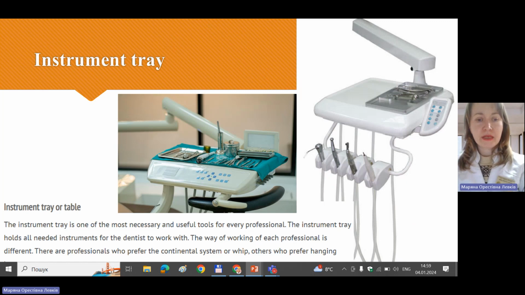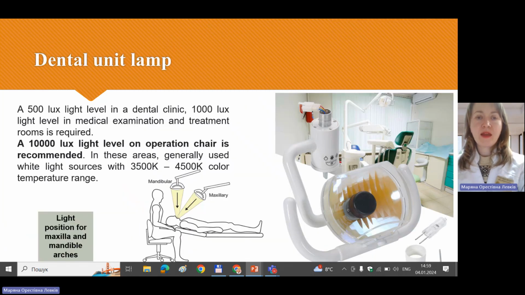Instrument tray or table. The instrument tray is one of the most necessary and useful tools for every professional. The instrument tray holds all needed instruments for the dentist to work with. The way of working of each professional is different. There are professionals who prefer the continental system or whip, others who prefer hanging.